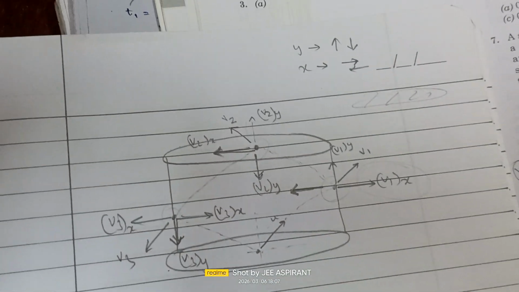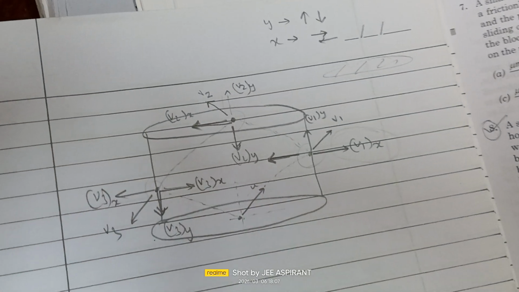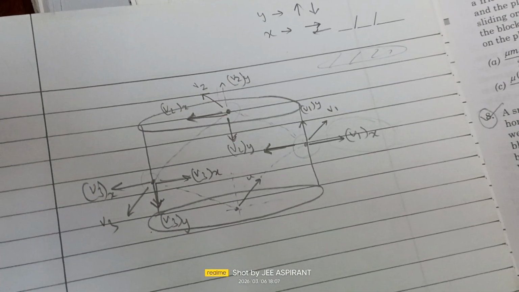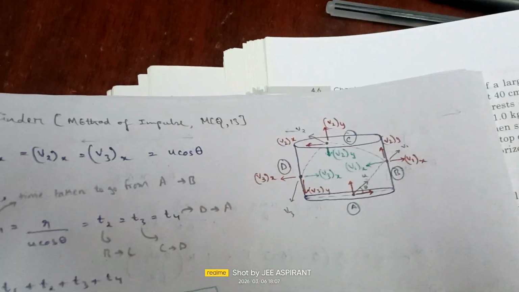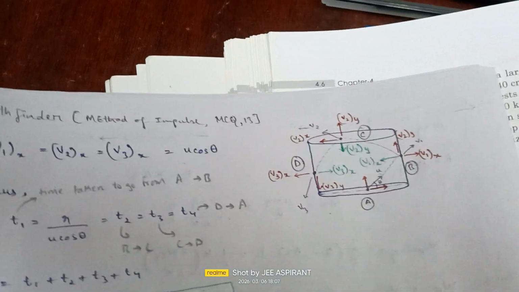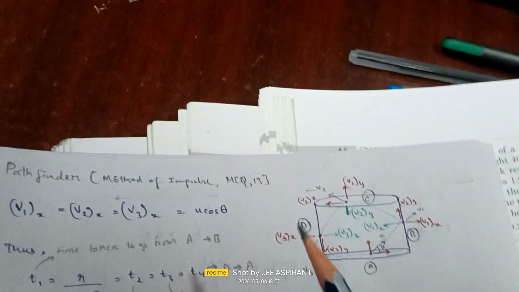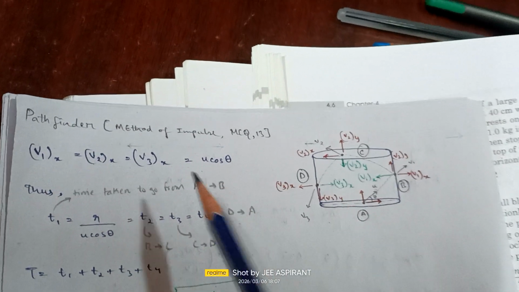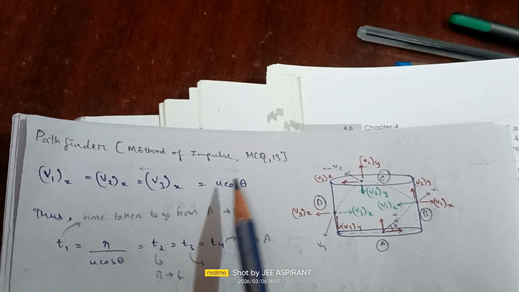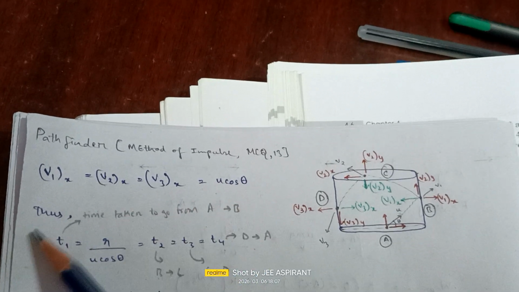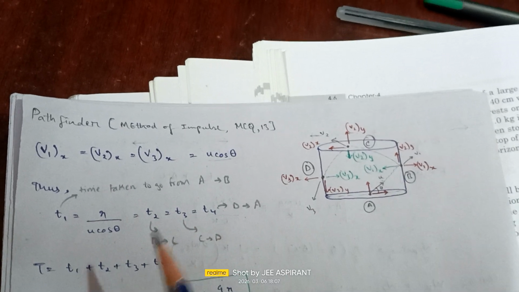So yes, I have told you about the motion. Now you can proceed with your calculation, and if you find any difficulties, you can watch it. After having the knowledge of the motion, you can see that the x component will be the same for all the collisions, right? Simple logic. So it will be u cos theta. So the time period will be in the x component.